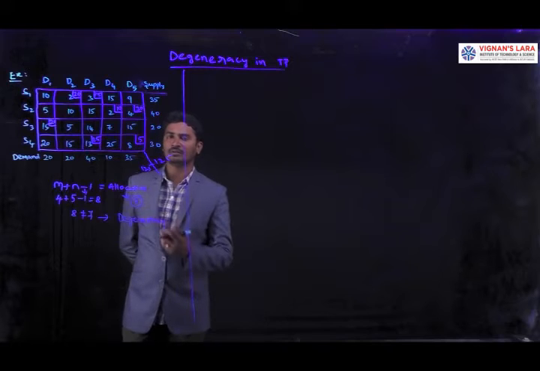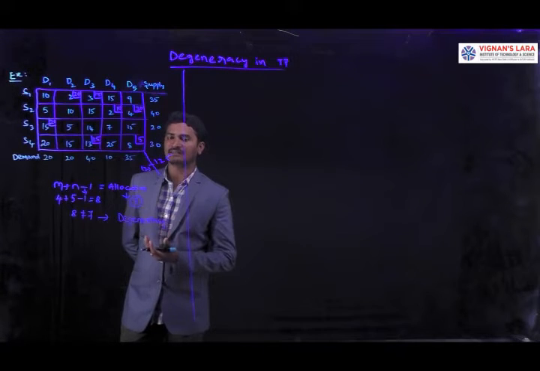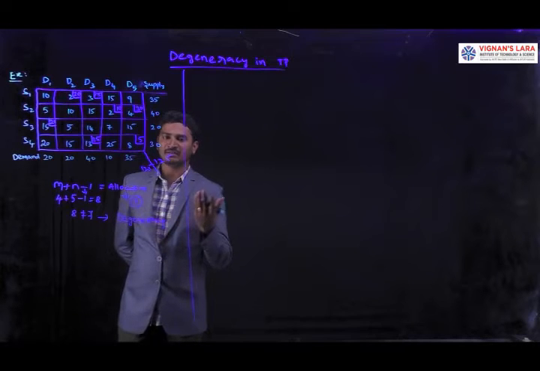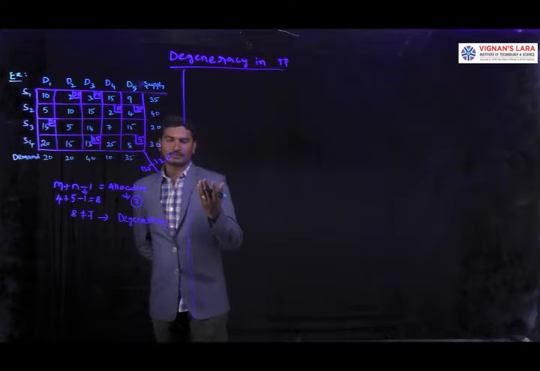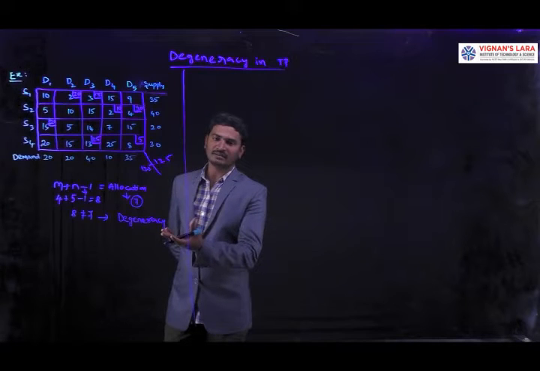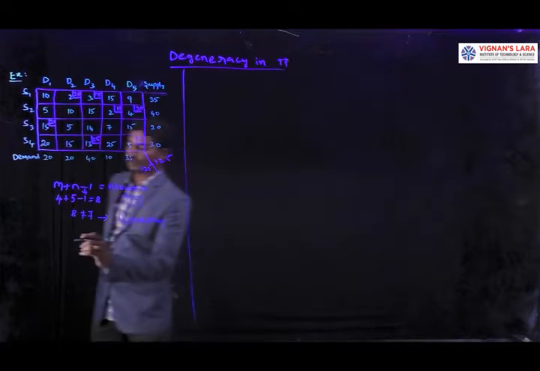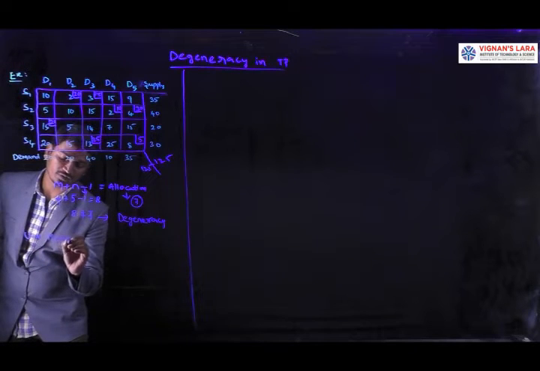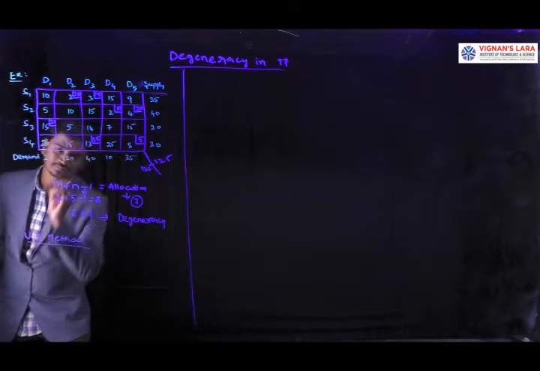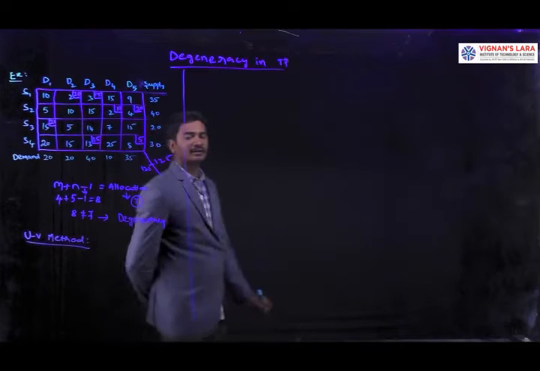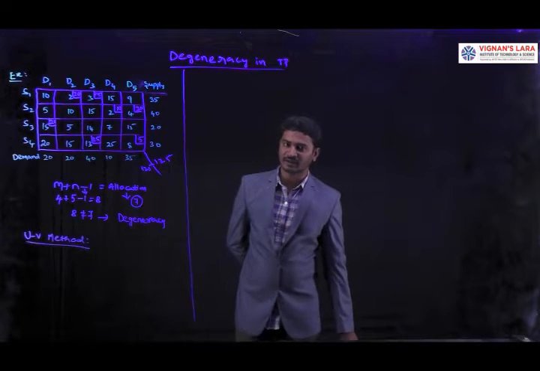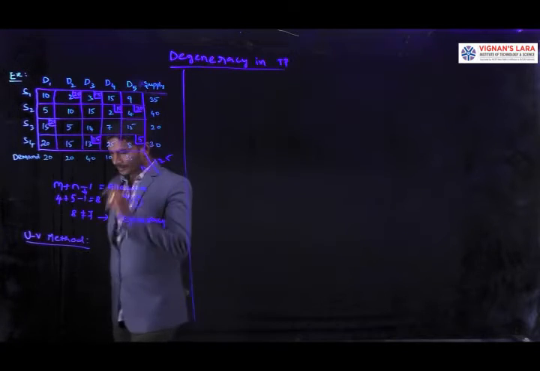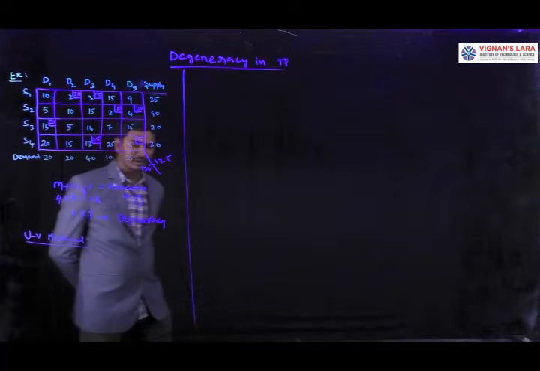So now we are going to resolve this degeneracy with the help of an optimization technique. Here we are going to resolve this degeneracy by the help of the UV method. The UV method is also called the modified distribution technique, also called the MODI method. Here, what is the UV? How are we calculating the UV?